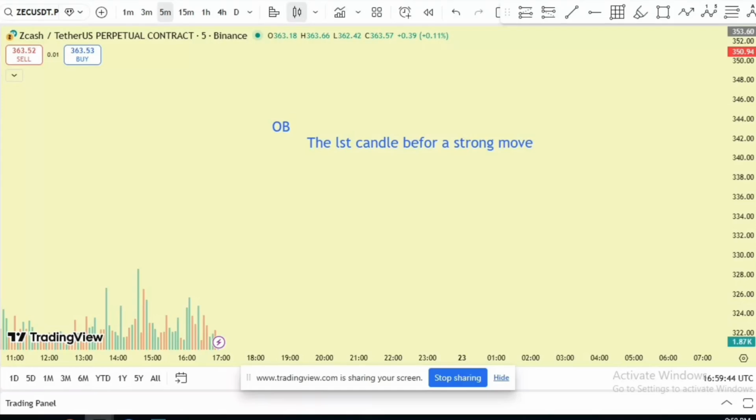In the last video, I showed you how to read market structure. Today, I will show you where smart money actually enters the market. And I will prove it with a trade that already hit profit.